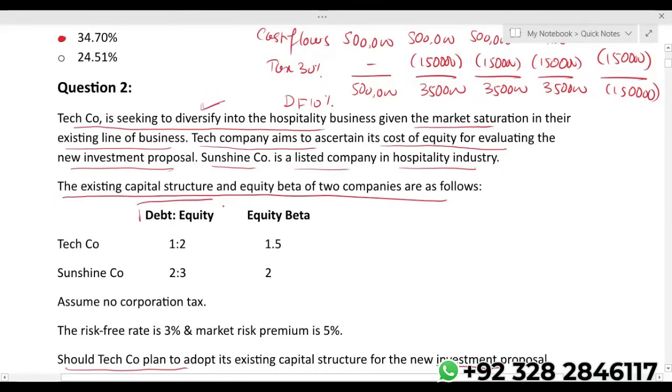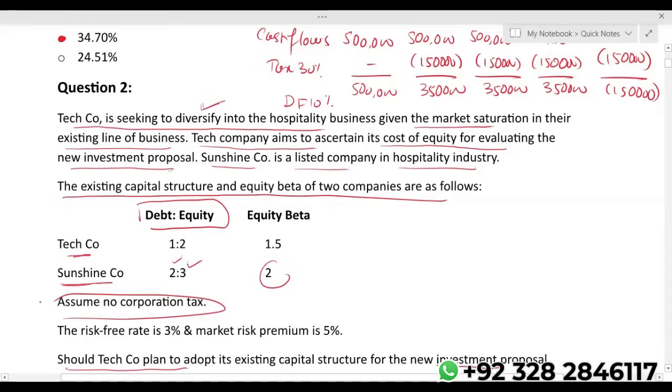Read it slowly. It's debt to equity. Tech company, for which we are solving the question. Sunshine, a proxy company in the new industry where you want to diversify. Debt is 2, equity is 3. Equity beta is 2. Assume no corporation tax. So just assume there's no tax rate.